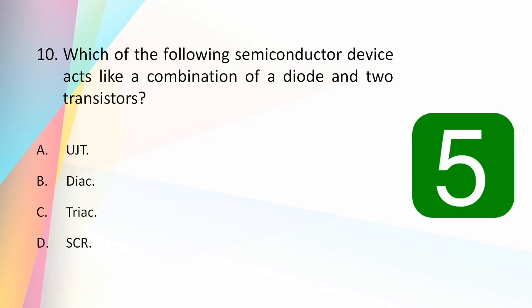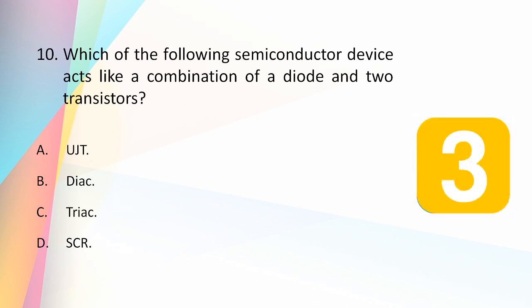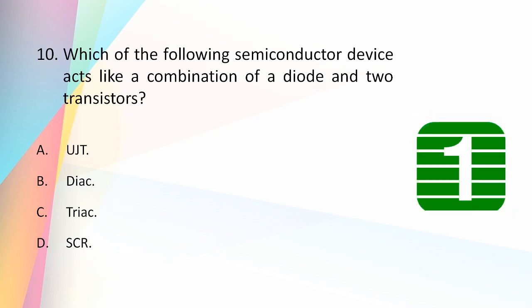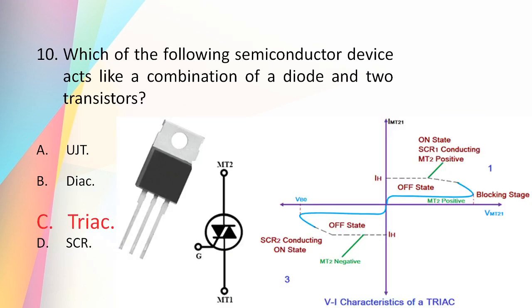Which of the following semiconductor devices acts like a combination of a diode and two transistors? UJT, diode, triac, SCR. And the answer is triac. The triac is similar in operation to two transistors connected in reverse parallel but using a common gate, and triacs can conduct in both directions.